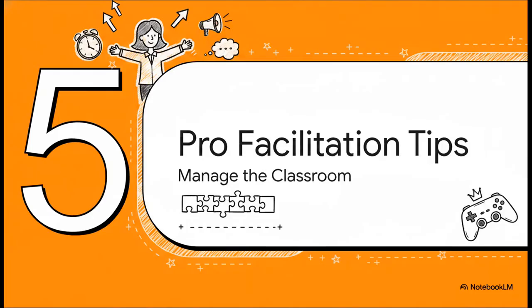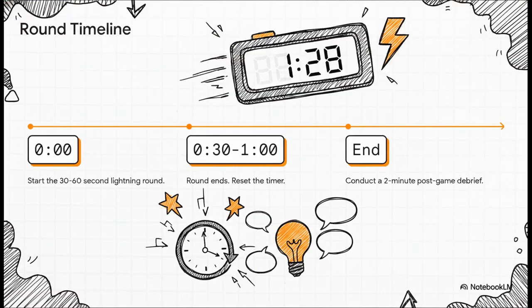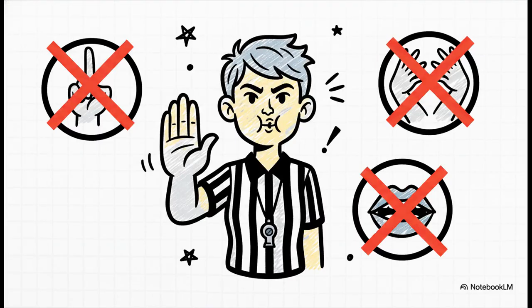Finally, let's hit Section 5, Pro Facilitation Tips. Because we all know games can sometimes devolve into total chaos, right? First tip, mastering the 30-second reset is absolutely critical. Throw a massive digital timer up on the board. You want strict, snappy rounds, usually 30 to 60 seconds max. That fast pace is what prevents the game from dragging, it keeps the energy sky high, and it makes sure students stay hyper-focused. And crucially, as you plan your timeline, you must always reserve 2 minutes at the end for a post-game debrief.